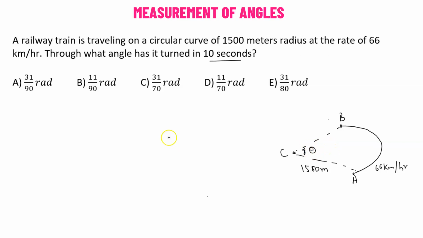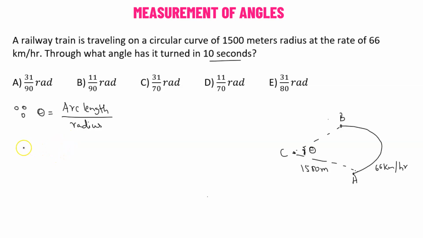Fine. So let's solve the problem. Here we are going to use the formula. We know that the angle subtended at the center is given by the ratio of the arc length to the radius. Clearly we are provided with the value of the radius of the circular track. We'll need to find the arc length. Okay, so let's do that.